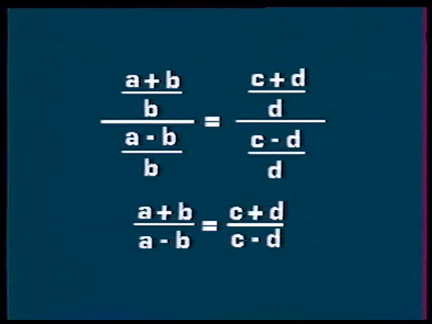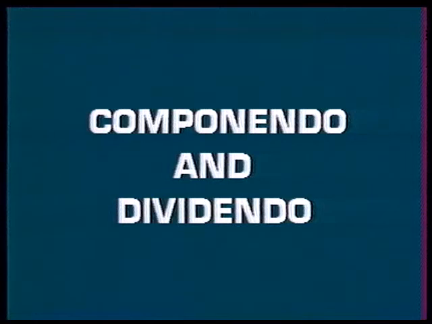Dividing result 3 by result 4, we get A plus B upon B upon A minus B upon B is equal to C plus D upon D upon C minus D upon D. This gives us A plus B upon A minus B is equal to C plus D upon C minus D, or A plus B is to A minus B as C plus D is to C minus D. This result is called componendo and dividendo, as it is using both the results componendo and dividendo. Let us now solve a problem using these results.